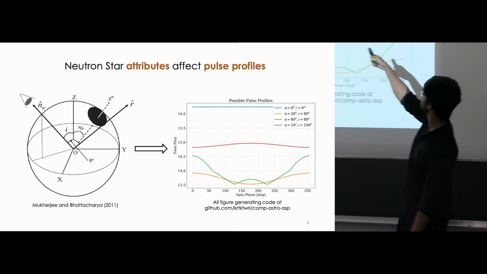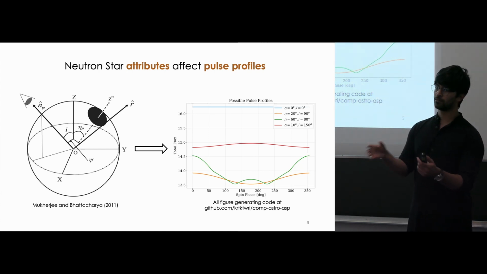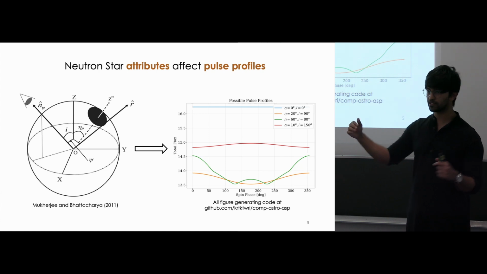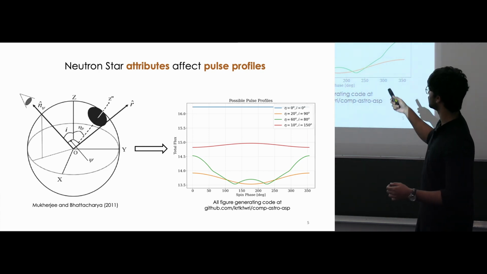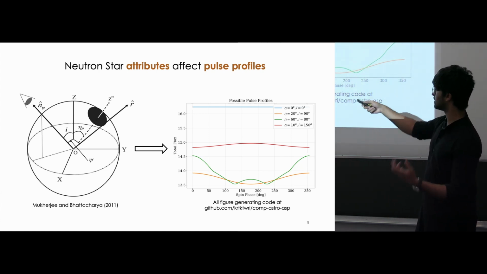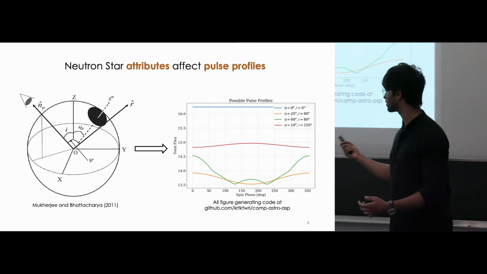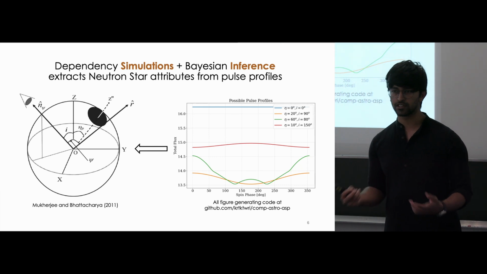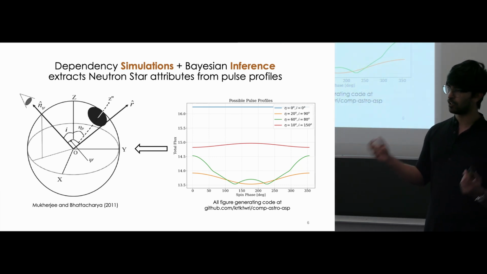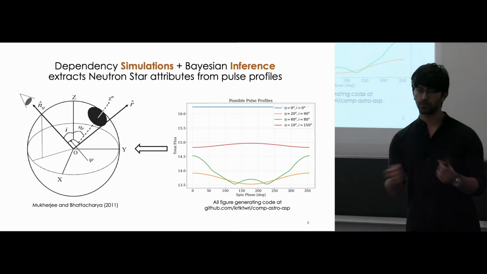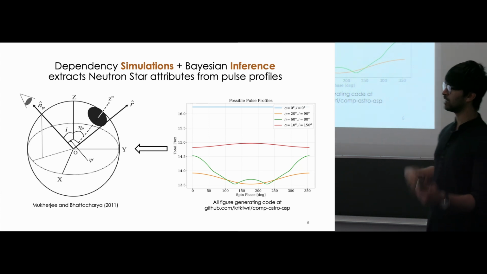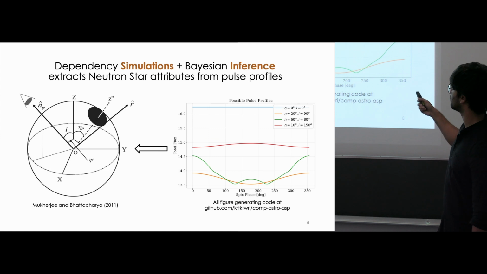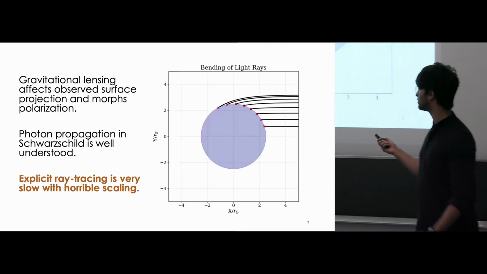For example, the top blue line would be a pulsar which we're looking at parallel to the spin axis, and that's why we don't see any variations there. But these angles and these neutron star attributes can affect the pulse profiles. And if we have a clear enough understanding of the dependency between these attributes and the polarization data, then we can perform inferences in various ways to extract from the pulse profile the original information.